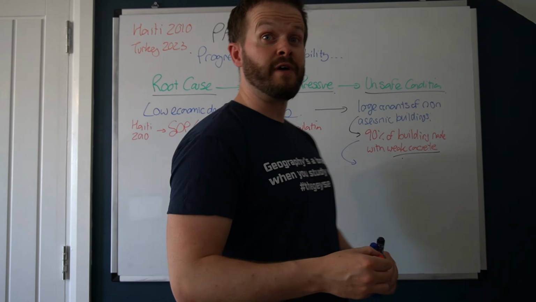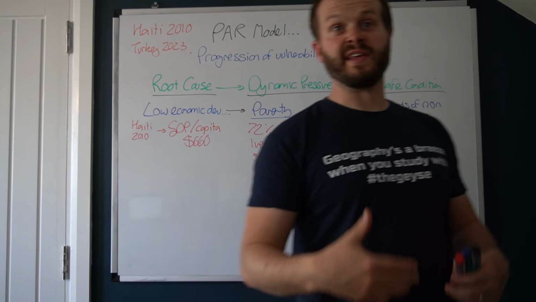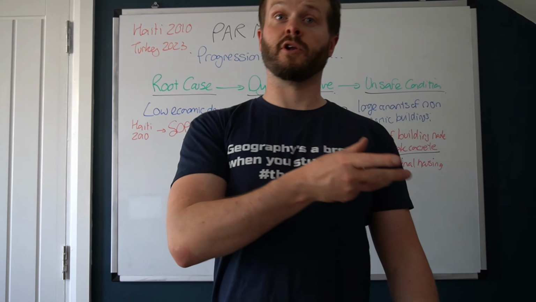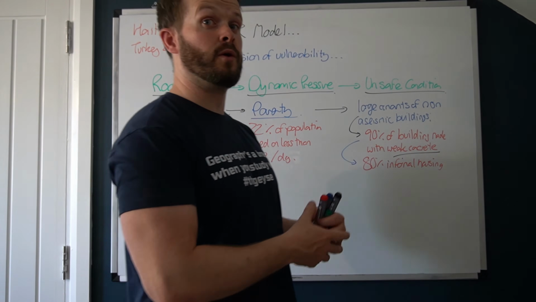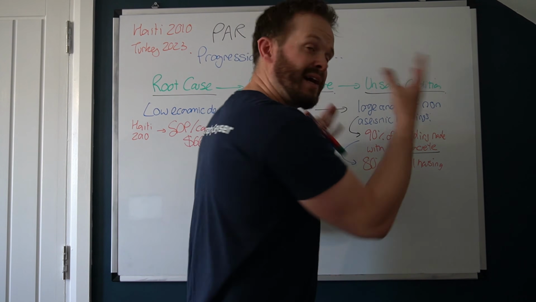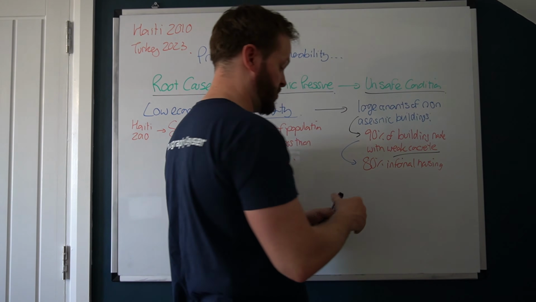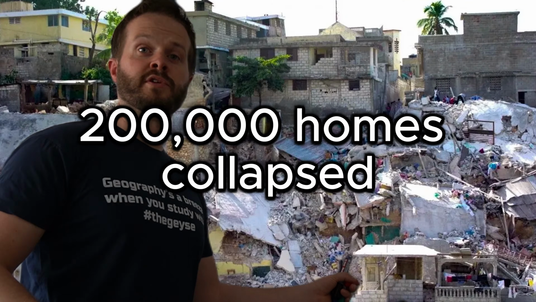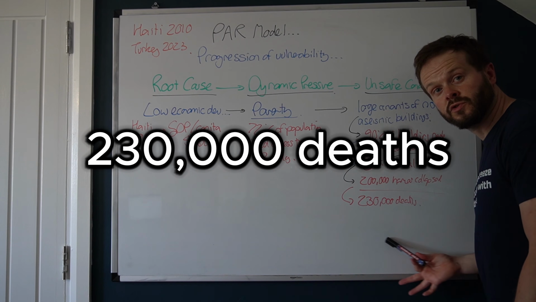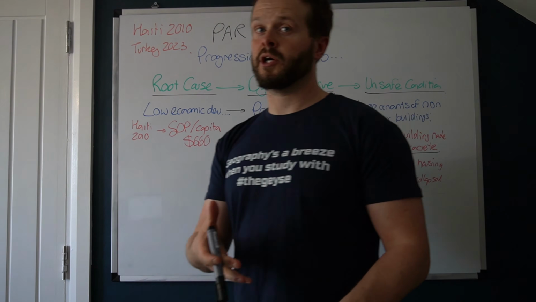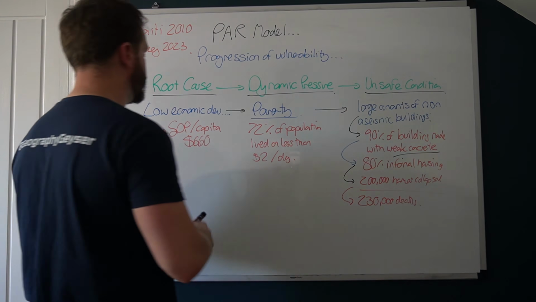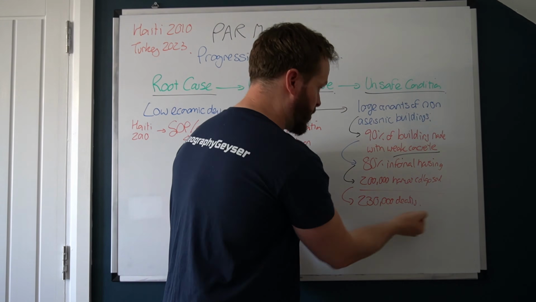Not helped by the fact that 80% of the property there was informal housing because of large volumes of rural to urban migration. So the capital has a high population density, but a high population density that live in unsuitable housing. 200,000 homes collapsed, and there were 230,000 deaths. So that shows you that progression of vulnerability from low economic development to this death toll here.